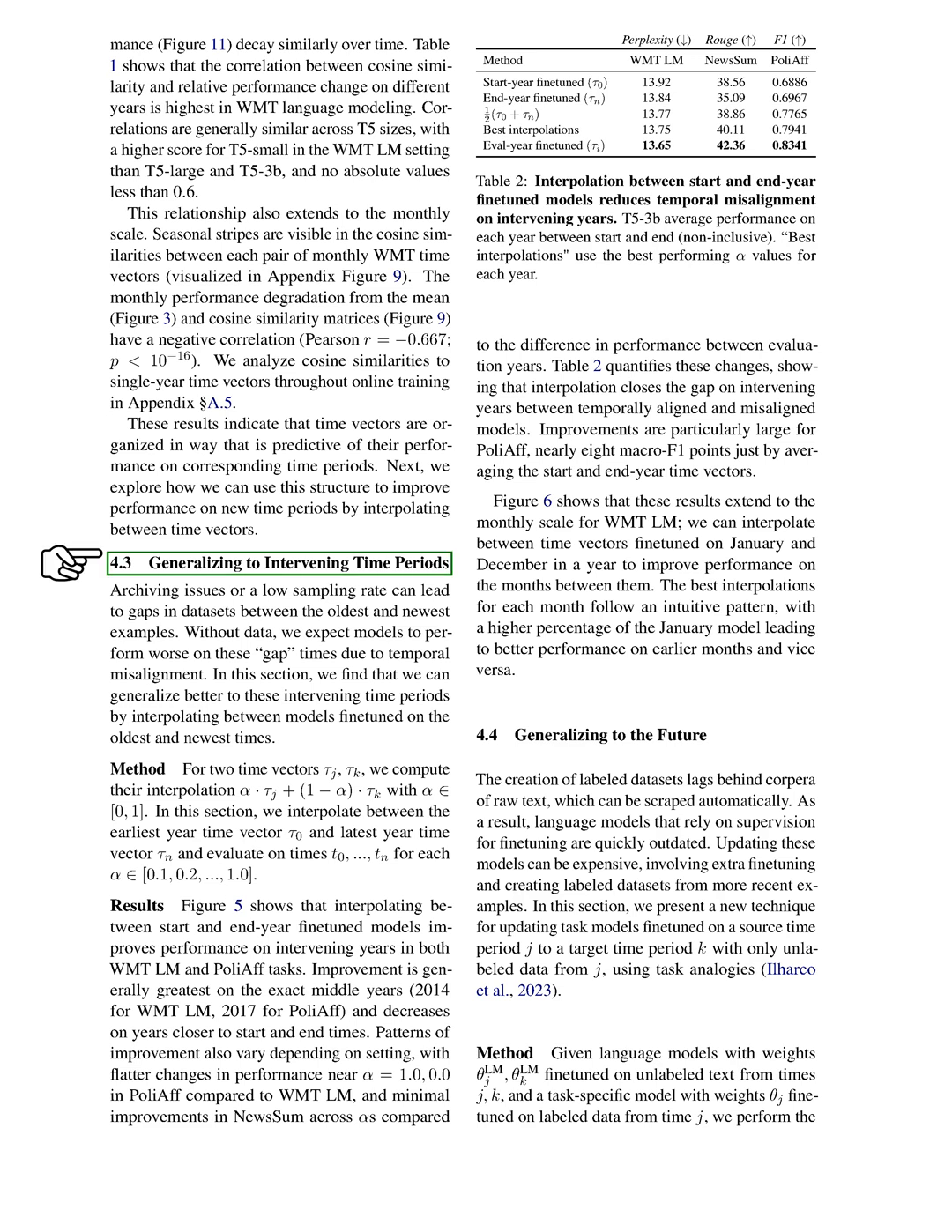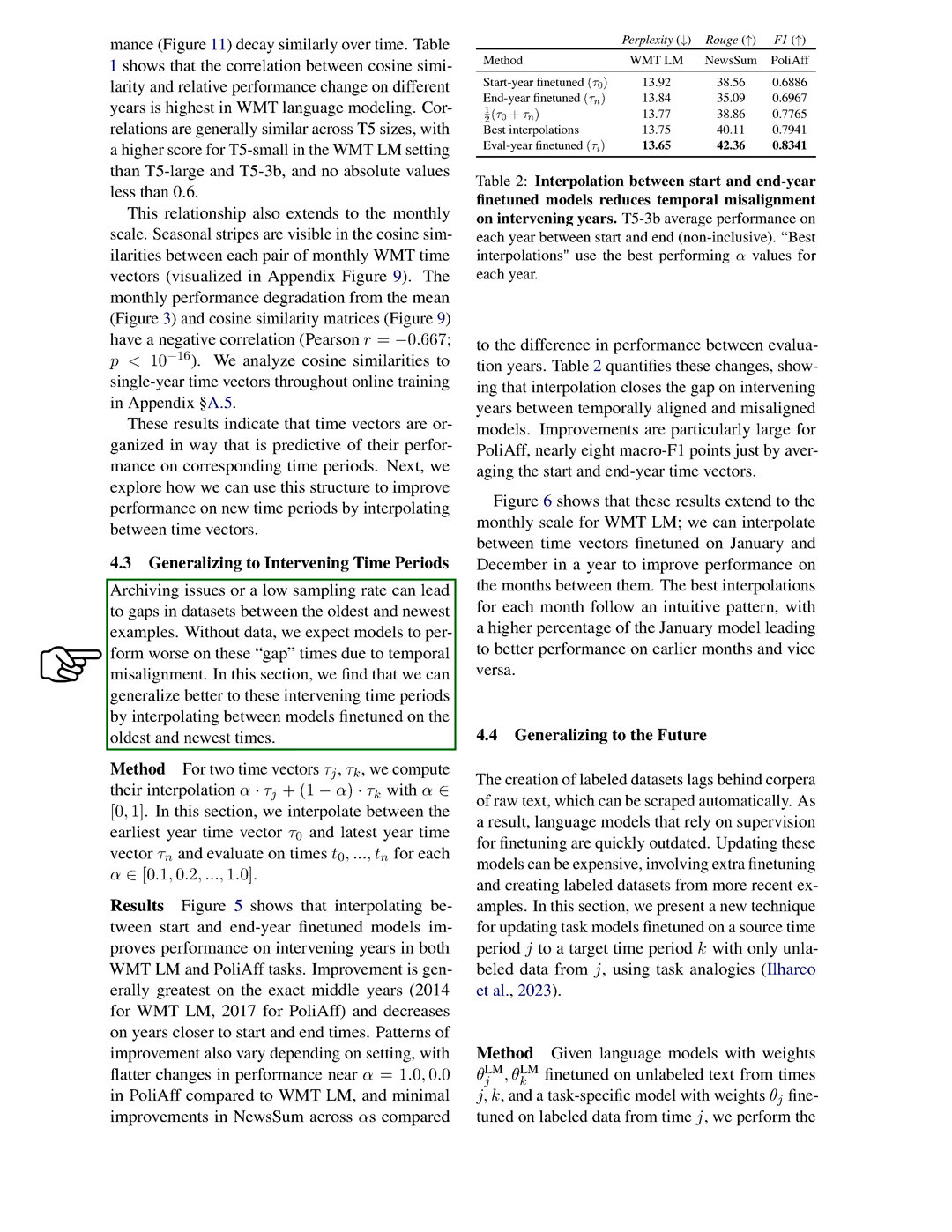Section. Generalizing to intervening time periods. We're going to discuss how to handle gaps in datasets, which can occur due to archiving issues or a low sampling rate. These gaps can cause problems for our models, as they might not perform as well during these gap times. However, we found a way to improve this by interpolating between models that have been fine-tuned on the oldest and newest times.